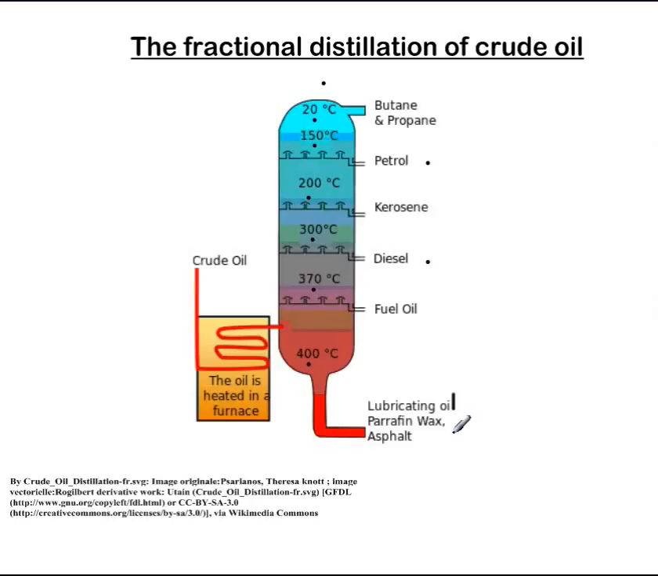So we see that crude oil is a very, very important chemical that when we extract the different hydrocarbons from it, we can use it for so many various purposes. That's why we see that oil is a very important commodity in the world today.